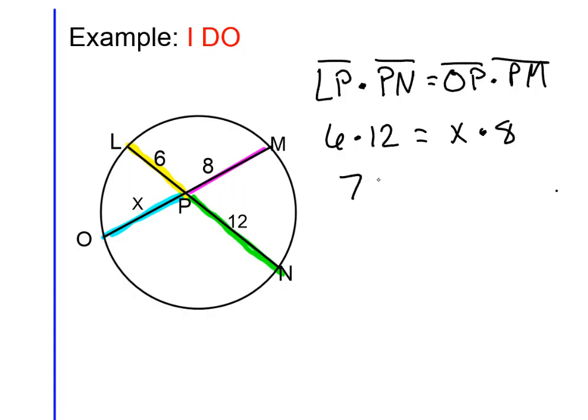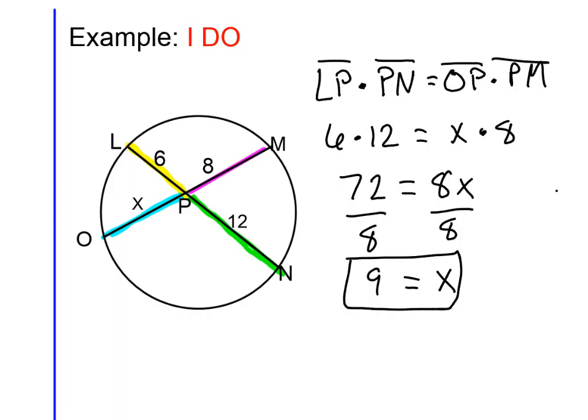6 times 12 is 72, which will be equal to 8x. We divide both sides by 8, and we get our value of 9. Because 9 times 8 is 72, and 6 times 12 is also 72.